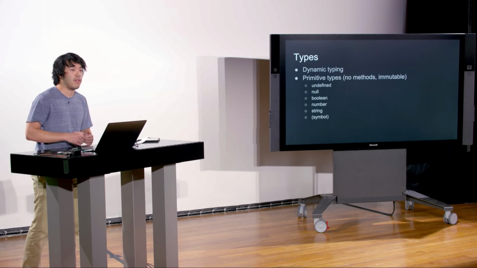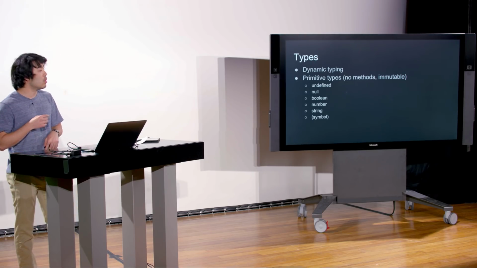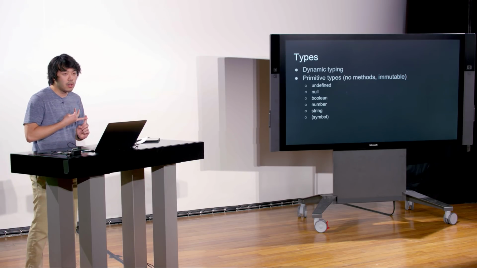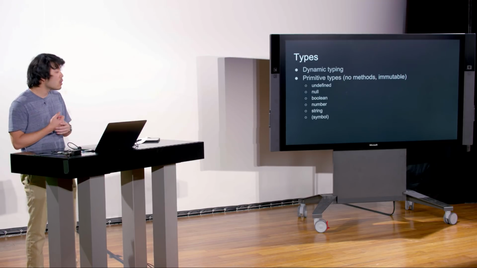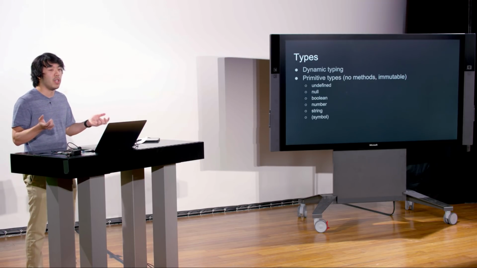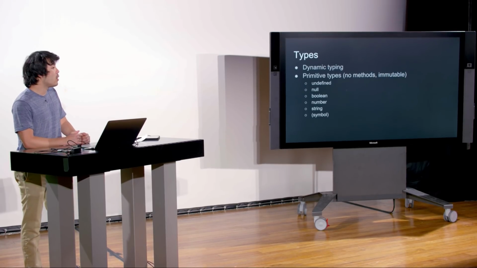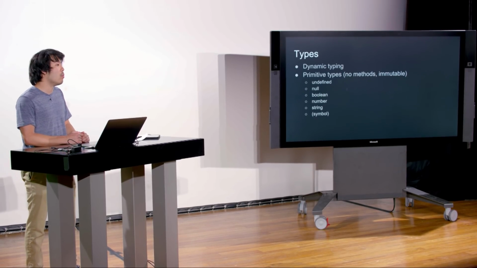And JavaScript is fine with that, just because it has those dynamic types. And there are a certain number of primitive types. Primitive types are types that have no methods, and they're immutable. So undefined and null are two of them. Boolean, everybody should know Boolean, true or false. Number: 1, 2, 3, negative 1, 2, 3. It has no floats, so 0 and 0.1 are both of type number.